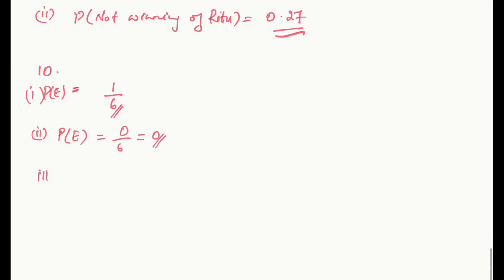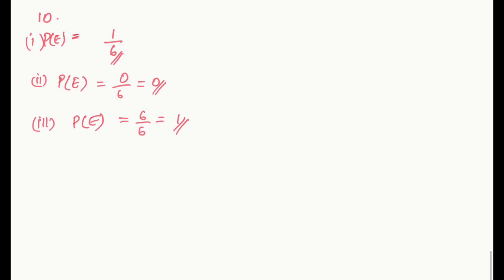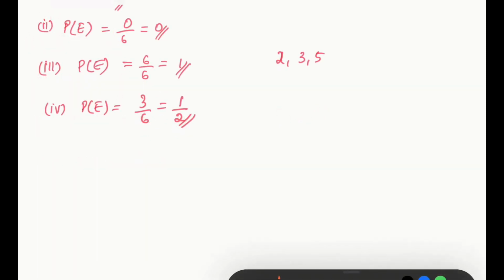So third one, a number less than 8. What will be the probability of getting a number less than 8? What all are the numbers possible on dice less than 8? 1, 2, 3, 4, 5 and 6. So you'll get it as 6 by 6, that is equal to 1. So it is a sure event. Okay. Now fourth one, probability of getting a prime number. Which are the prime numbers in a dice? 2, 3 and 5. So it is 3 by 6 equal to 1 by 2. Okay. Hope it's clear.